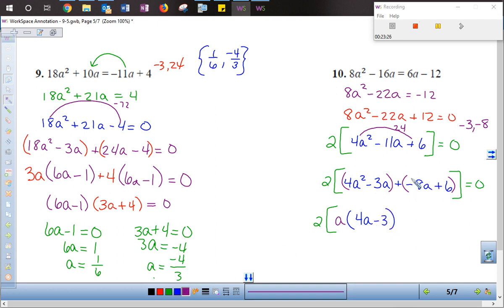My second binomial starts with a negative number, so that means we need to factor out a negative number. And then 8 and 6 both have a 2 in common. So negative 8a divided by negative 2 leaves me with 4a. And 6 divided by negative 2 leaves me with 3. Then I can close my bracket and set it equal to 0.